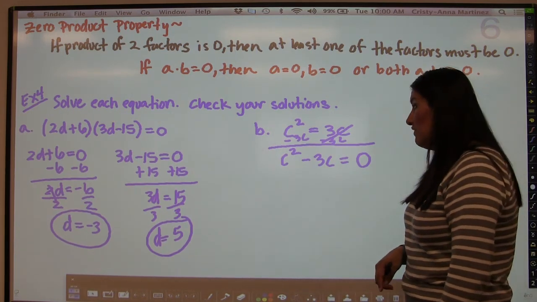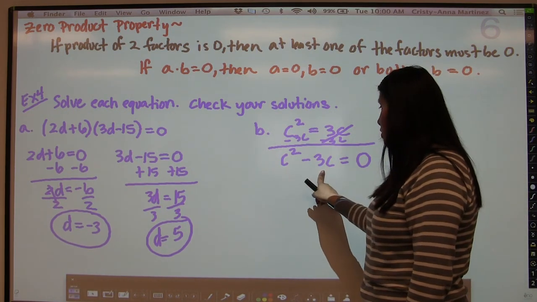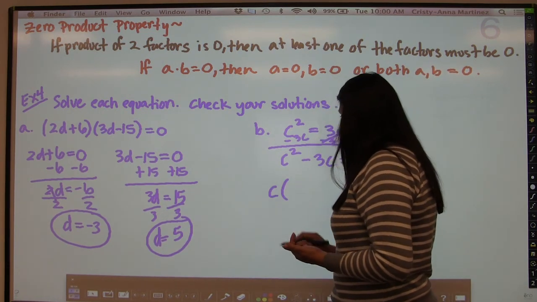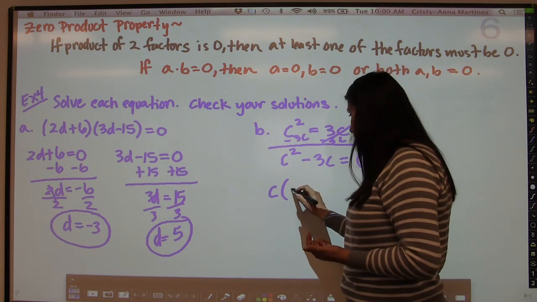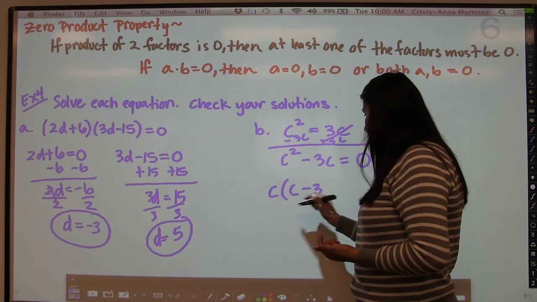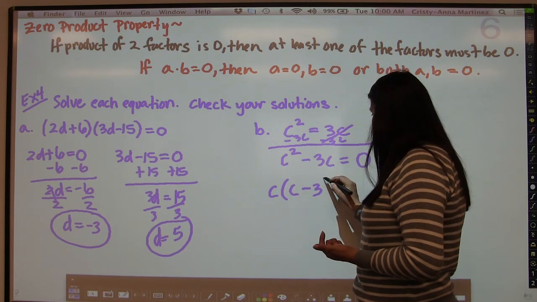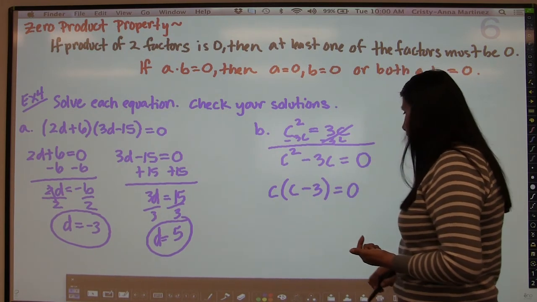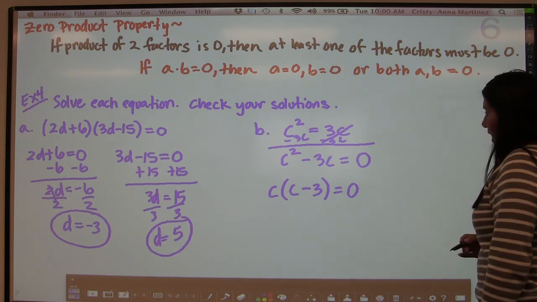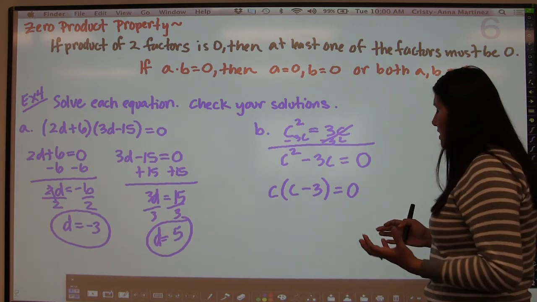So what we're going to do is factor, and we notice that the two terms both have a c in common. So we're going to pull out the c, and that means that I need another c here, because c times c will be c squared, and then minus a 3, because c times -3 is -3c, equal to 0. So now it's factored. And now, according to the zero product property, I can separate the two factors individually.